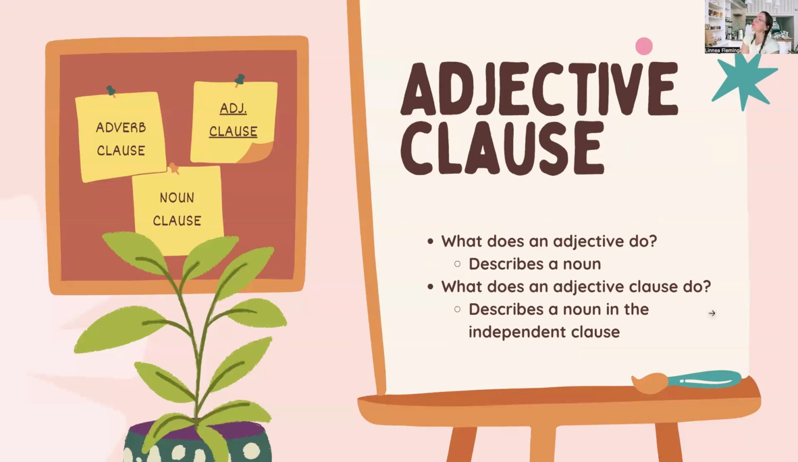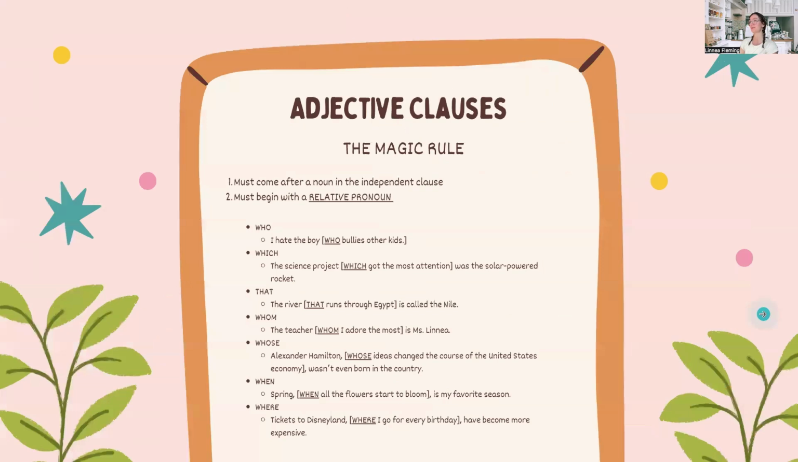An adjective clause. What does an adjective do? Think about it. What does an adjective do? Well, an adjective describes a noun. So, what does an adjective clause do? Well, it describes a noun in the independent clause. So you have a sentence, you have a clause, and if you want to add something to it to make it more complex, you can take any noun in that sentence and put another clause after it. Let's take a look at some examples.